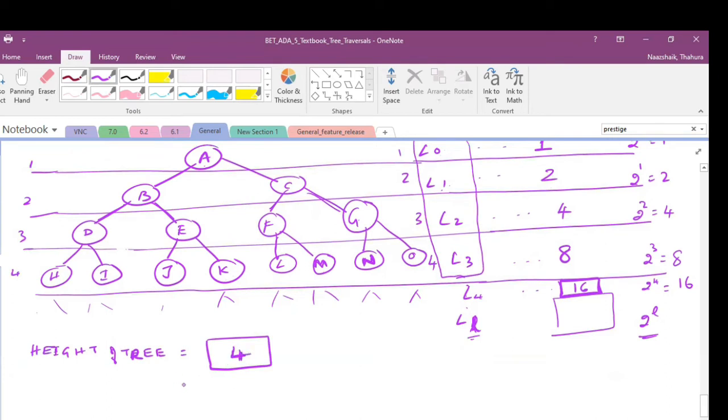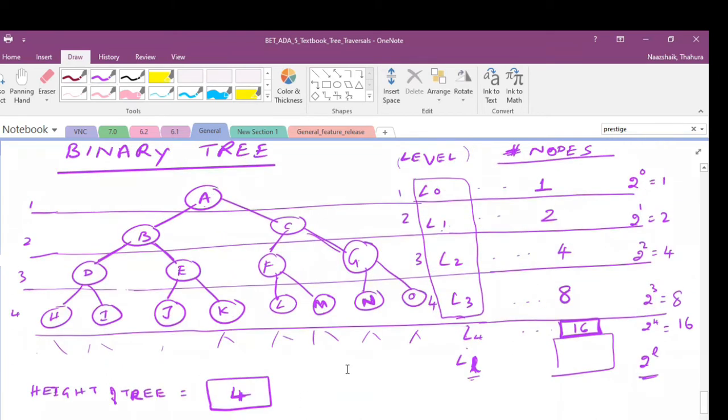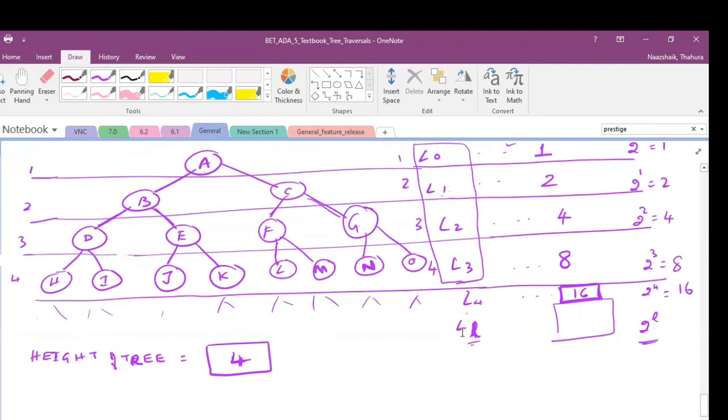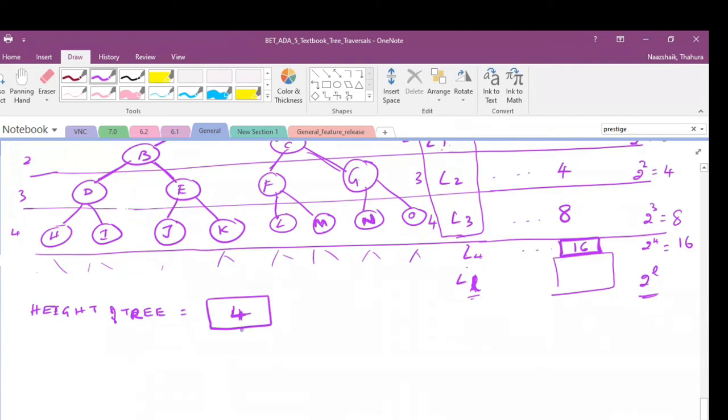Okay. Now the question. We saw that given a level, I can tell you how many nodes there are at that level. Now the question is, can you tell me how many nodes there will be together? If I say the height of the tree is 4, how many nodes are there in a binary tree?